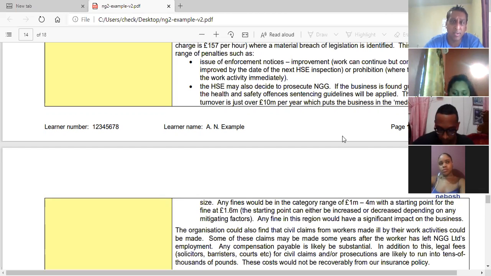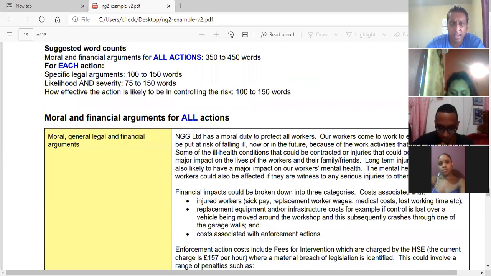Well, one fine, but what if the company has multiple fines? That's what you're seeing here. The fine can be way more than £20,000, right? So I didn't quite see a tie in here. If you read up, you see for all actions, but it didn't seem to have much of a tie in there.